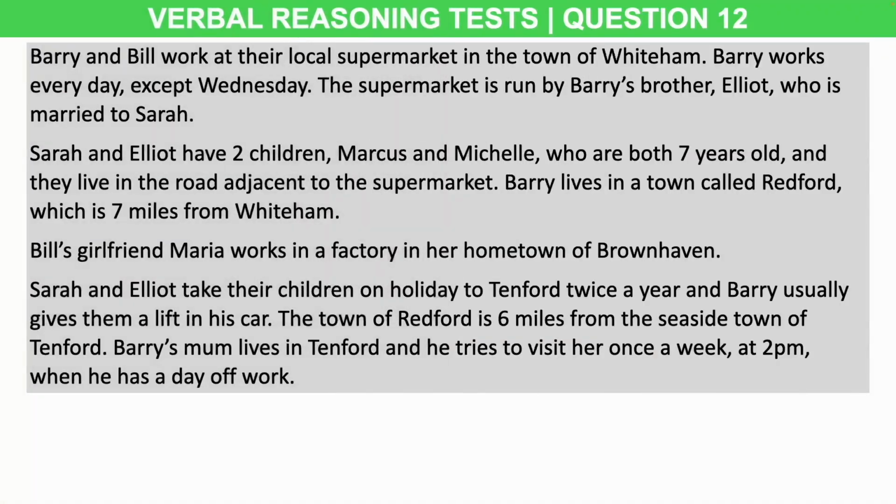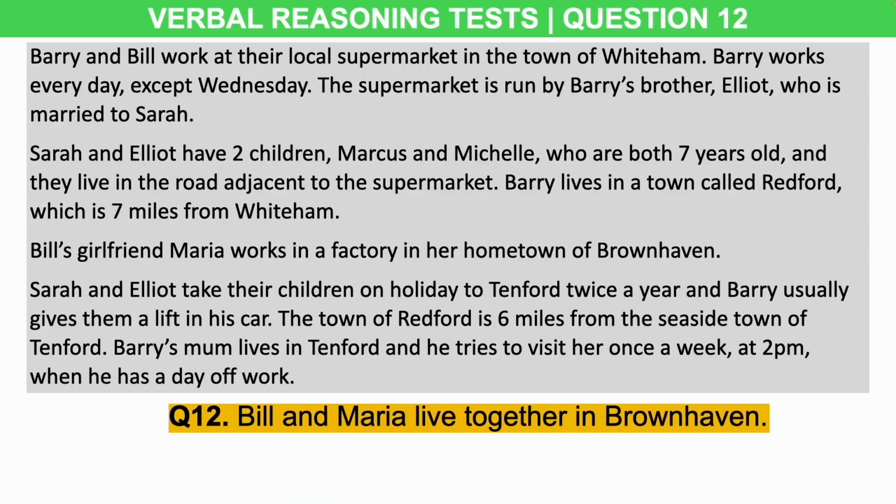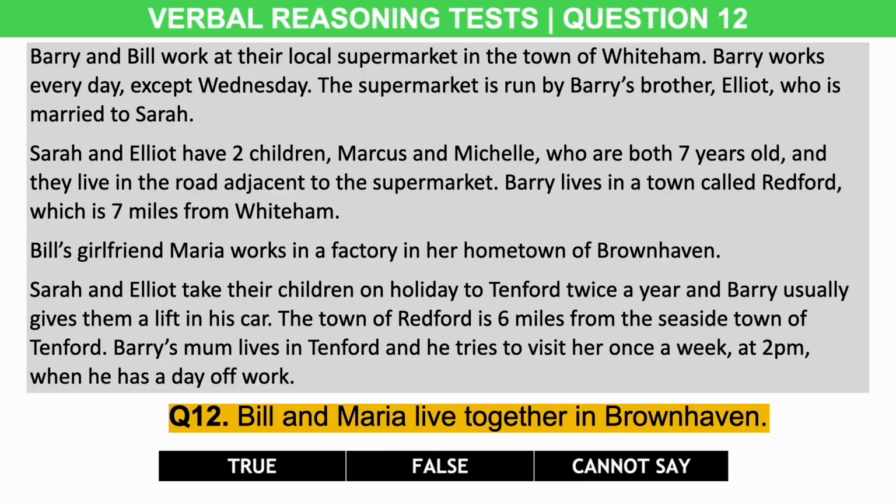So what I want you to do now is to have a go at these yourself under timed conditions. So the paragraph or the excerpt is exactly the same as before, but here is your statement. Bill and Maria live together in Brownhaven. Is that true, false, or cannot say? What would you do to answer this question? Did you get it right? Well, it's cannot say. Although the passage tells us that Maria works in Brownhaven, it is not made clear as to A, whether she lives there, and B, whether or not Bill lives with her. Therefore, the answer is C, cannot say.